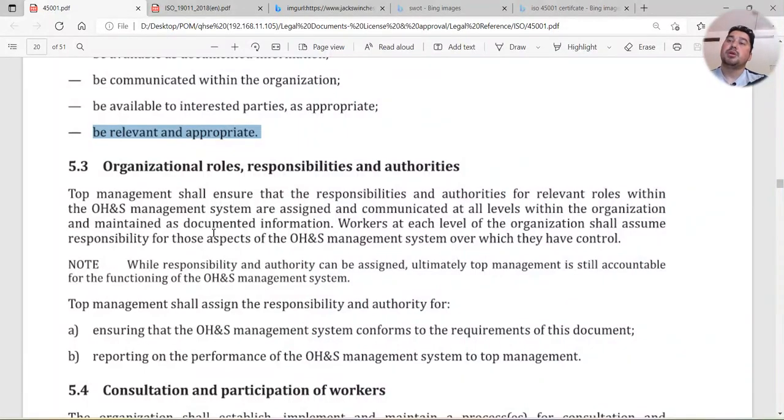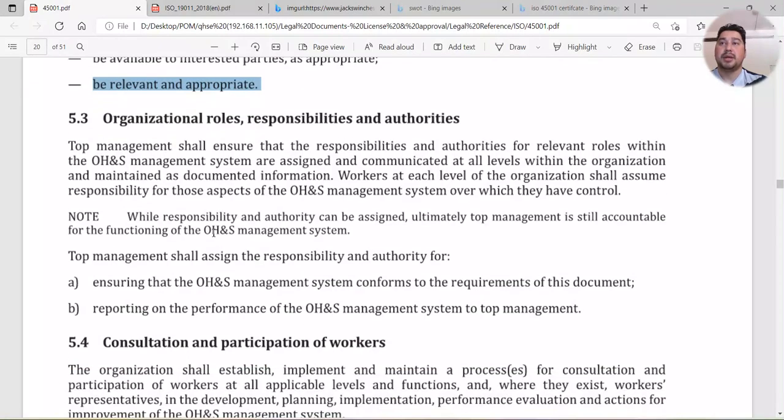After that, clause number 5.3, organization roles, responsibilities, and authority. The top management shall ensure that the responsibilities and authorities for relevant roles within the occupational health and safety management system are assigned and communicated at all levels within the organization and maintained as documented information. Workers at each level of the organization shall assume responsibility for those aspects of the OHS management system over which they have control. Now, how are you going to achieve this clause 5.3?